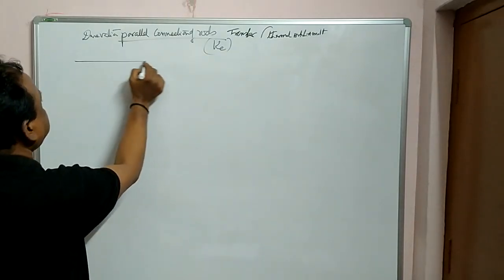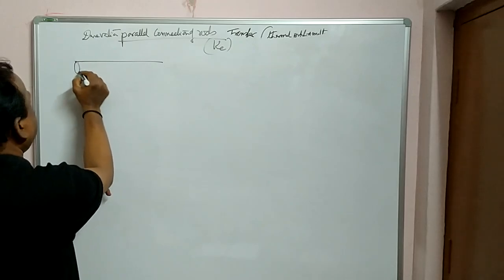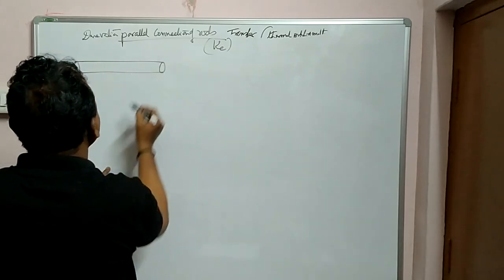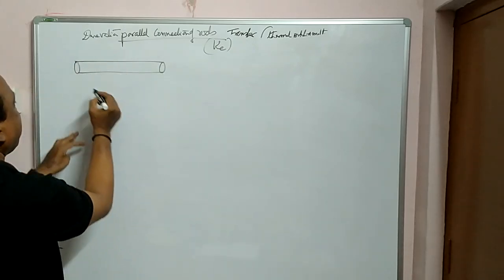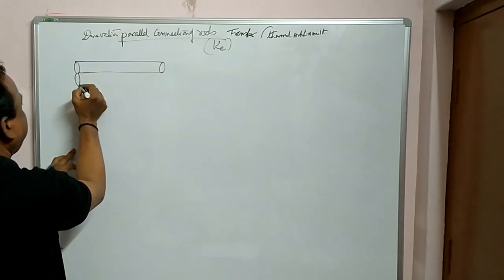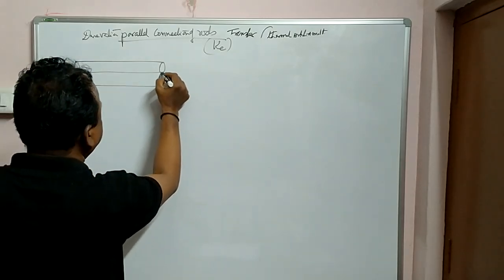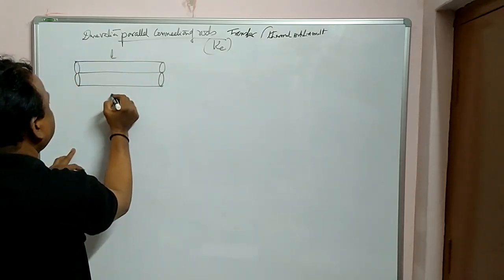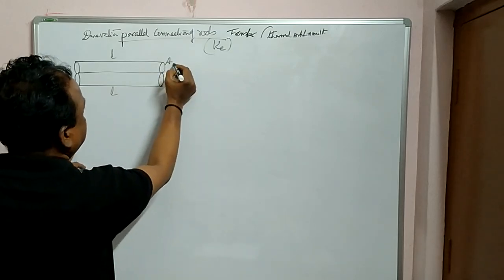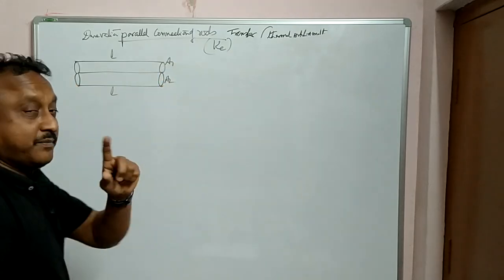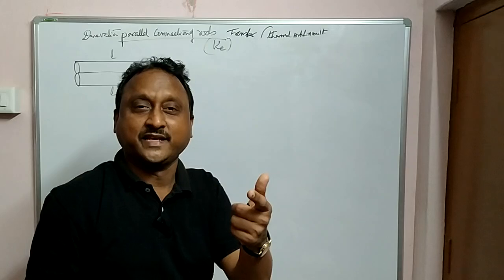For example, this is one iron rod, okay, but here you can observe one thing, in parallel connection length will be same, area may be changing, A1 and A2. Sometimes area may be taken as same also, please.